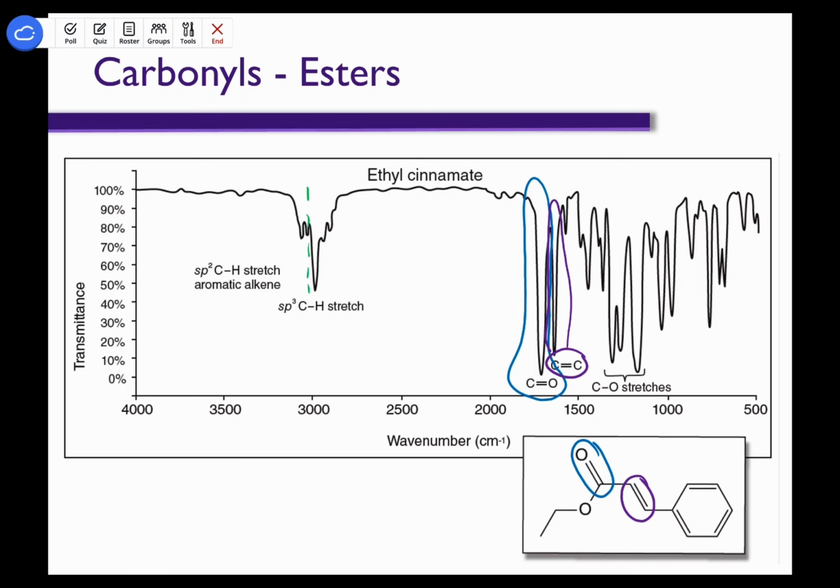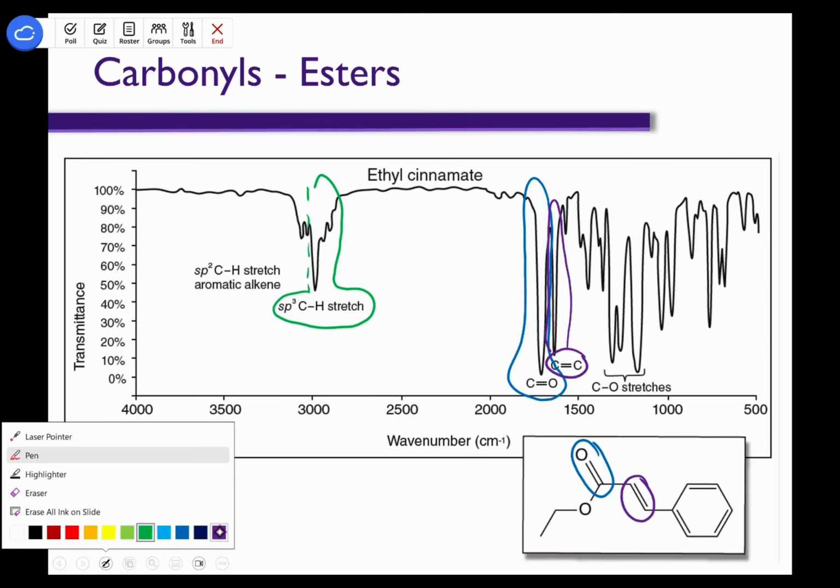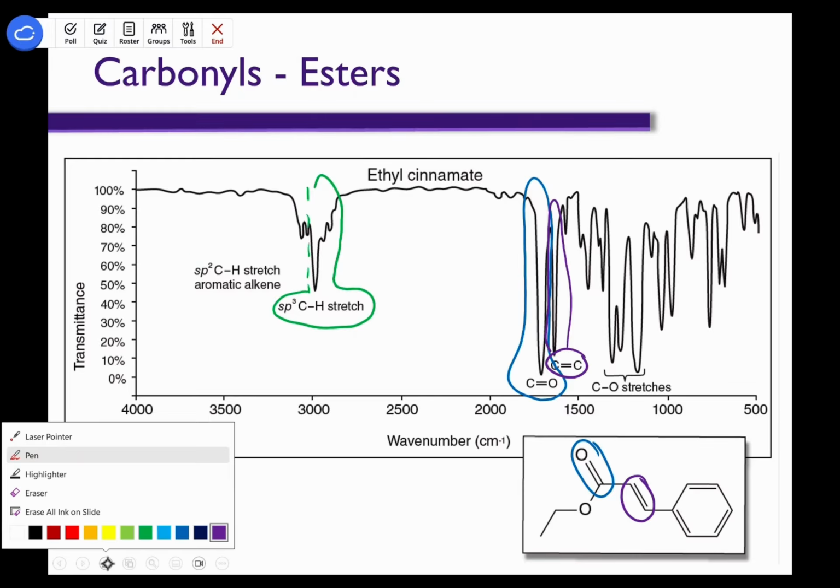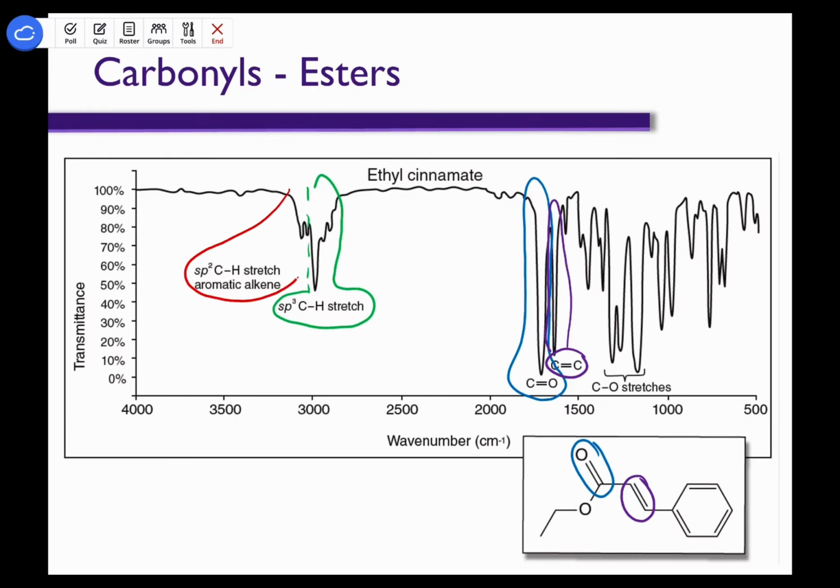We still see our sp3 carbon-hydrogen stretches, and just over that 3,000, oh, let's choose a different color, just over that region, we also have some aromatic carbon-hydrogen stretches. The carbon-oxygen stretches that we have here are in the fingerprint region. So we can identify them here, but again, it would not be the best diagnostic tool.